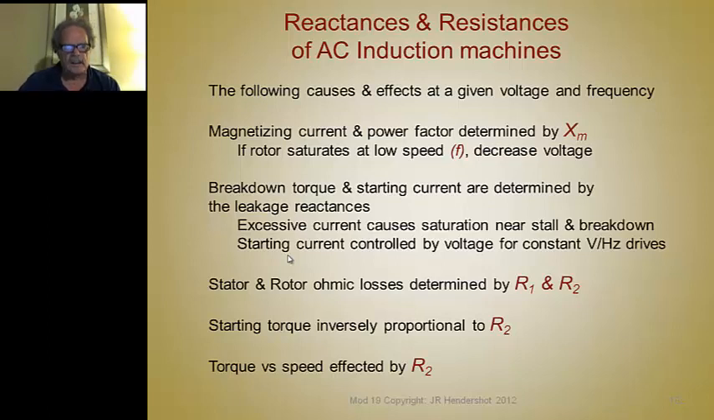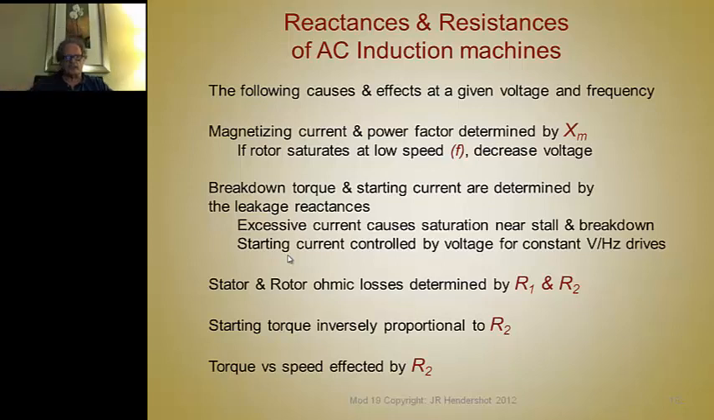The breakdown torque and starting current are determined by leakage reactance, and excessive starting currents cause saturation near stall or between breakdown and stall. So this starting current has to be controlled by the ratio of the voltage and the frequency. And of course, the stator and rotor ohmic losses are determined by the resistance measurements. Starting torque is inversely proportional to the rotor resistance. We saw that before, where the voltage has to be boosted. And torque versus speed is affected by the rotor resistance.